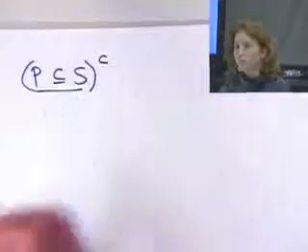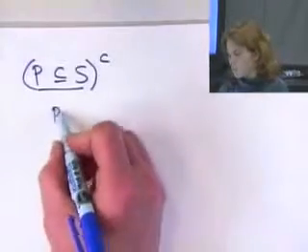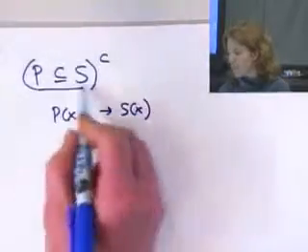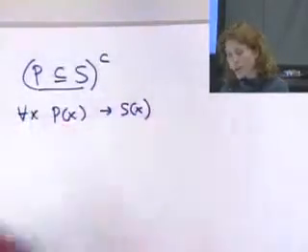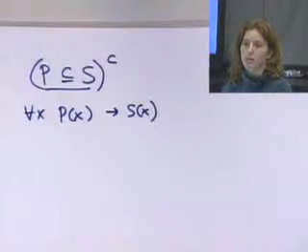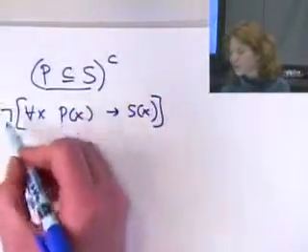So how do I write P as a subset of S? For all X, P of X implies S of X, and the whole thing negated. And that's true for all X, because no matter what X is, if it's in P, it has to be in S, and that's what subset means. Okay, so complement means I put a bracket and I negate the whole thing.